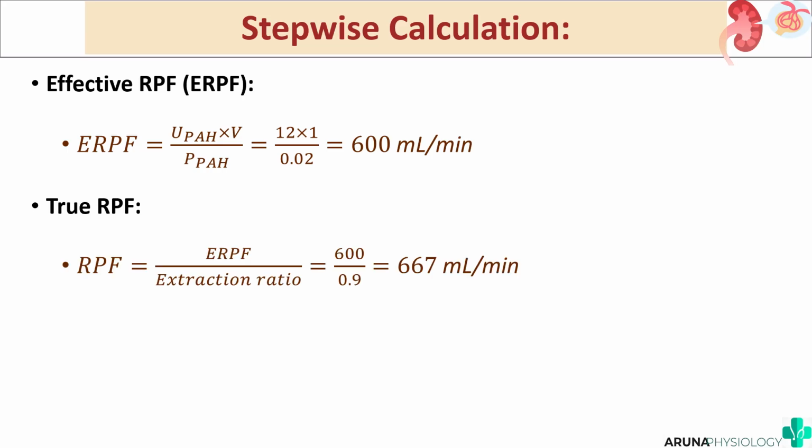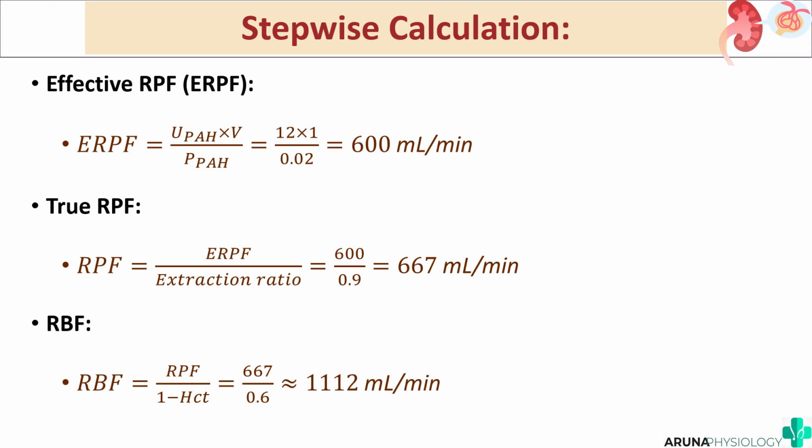Then you can find out the true RPF by dividing it by the extraction ratio, and you will get the renal blood flow when you substitute for the hematocrit also: RPF divided by 1 minus hematocrit. So you will get it as 1112 ml per minute. So this is how you will find out the renal blood flow.